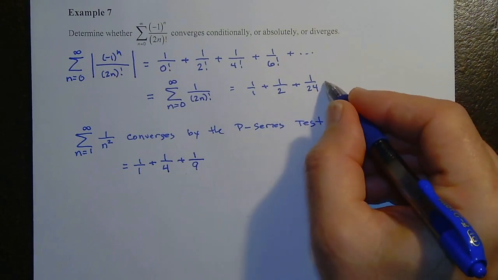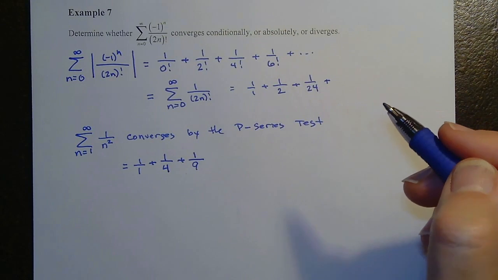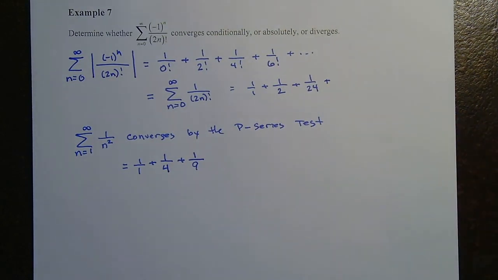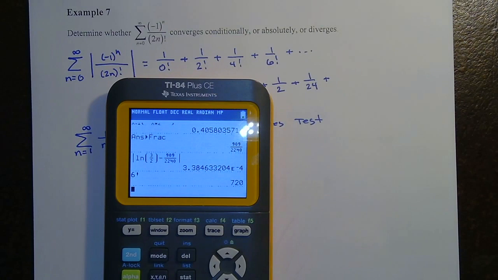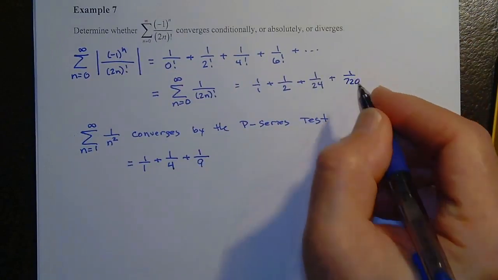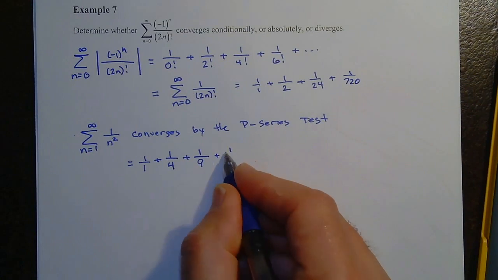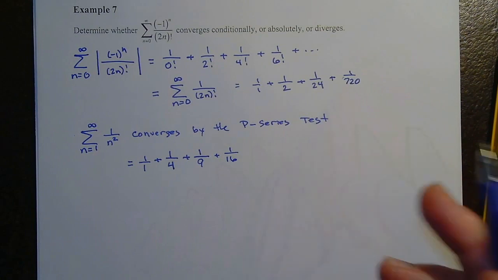If we go one more, 6 factorial, that'd be 6 times 5, 30, times 4, which would be 120. I just went blank. Let's just do 6 factorial on the calculator. So 6 factorial is 720. So the next one would be 1 over 720, where this one would be 1 over 16. So you see how this one's growing way faster.